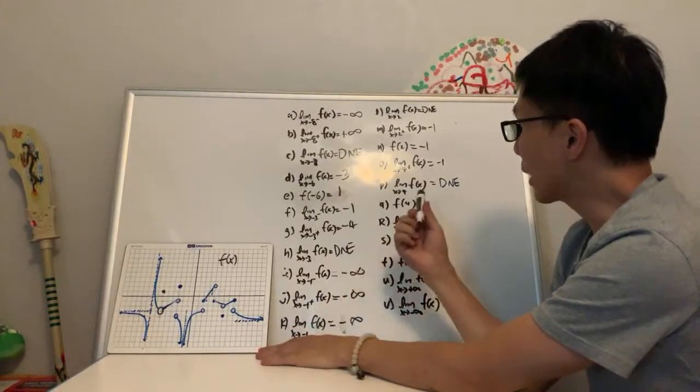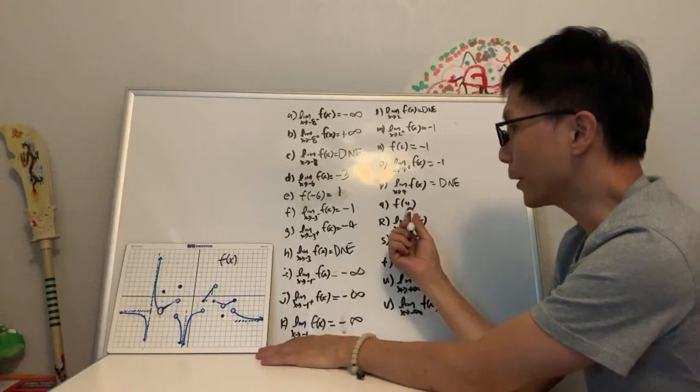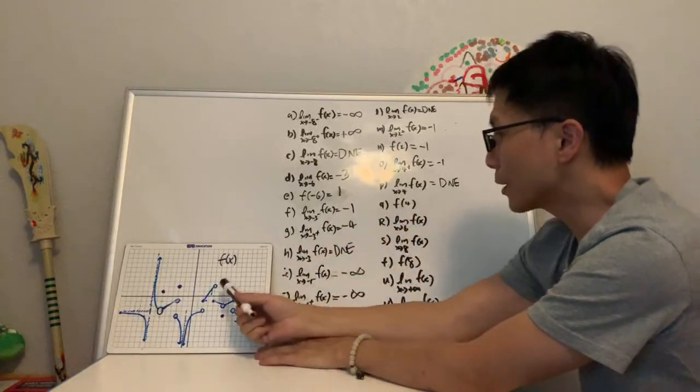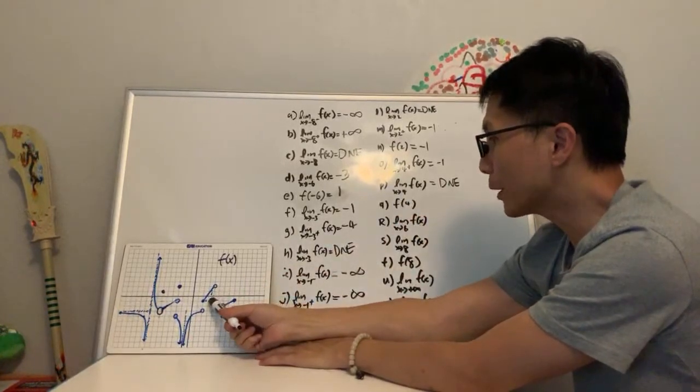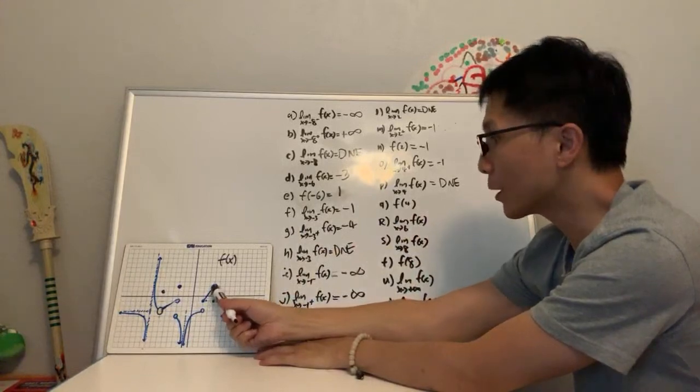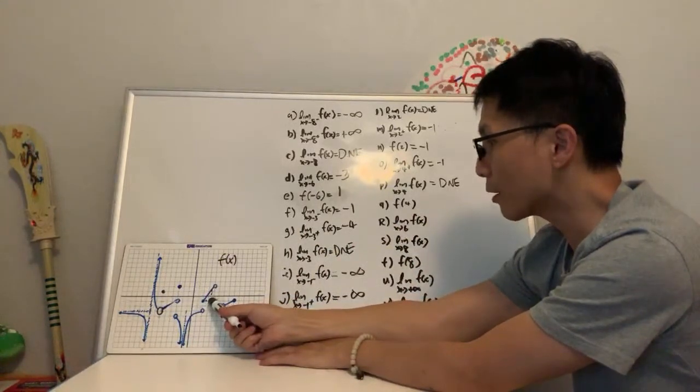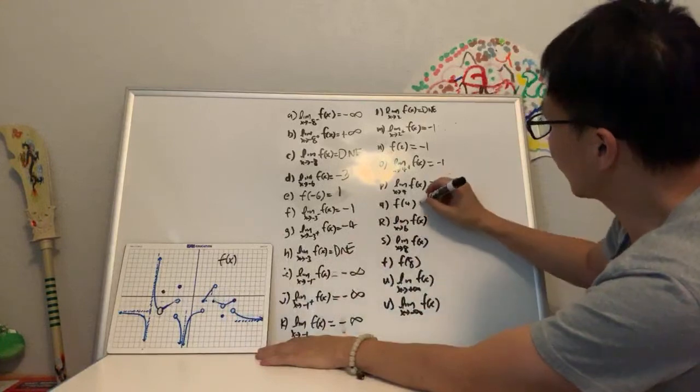Now we're going to check what is f of 4. Input versus output here. So we plug 4 into the function. The output here is going to be -1, because it's not this open circle, it's this solid circle here. So it's going to be -1.